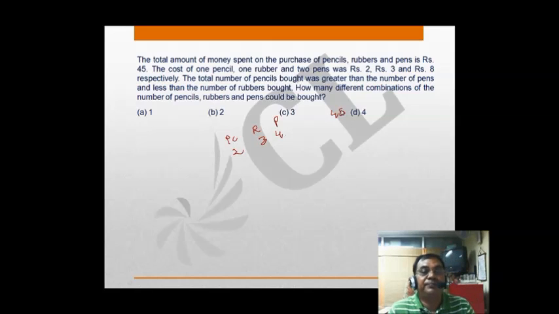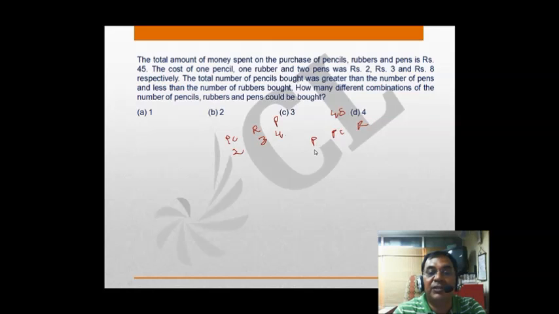If the total number of pencils bought was greater than the number of pens and less than the number of rubbers bought, however, the number of pencils, rubbers and pens could be bought. So again, it's a simple number crunching. So I have to go for the smallest is pen, after that pencil and rubber.